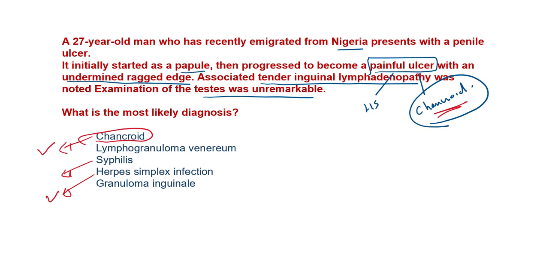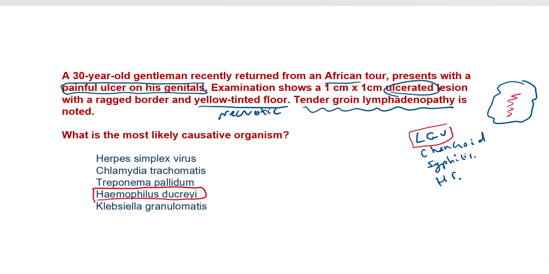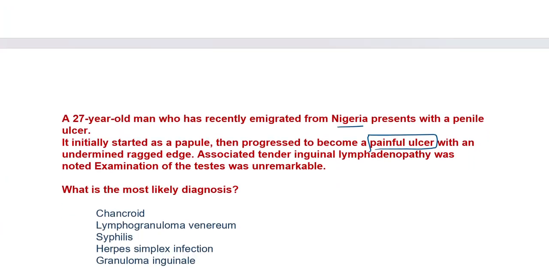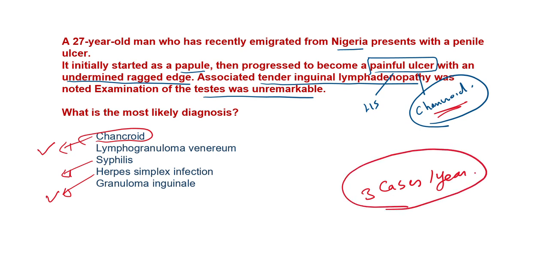In fact, we have noticed that in both questions, the patient came from Africa and Nigeria, and the other gentleman had an African tour. This is because sexual transmission of chancroid is very rare in the USA. For example, only 3 confirmed cases per year are reported. So we need an African tour or an African origin of the infection.